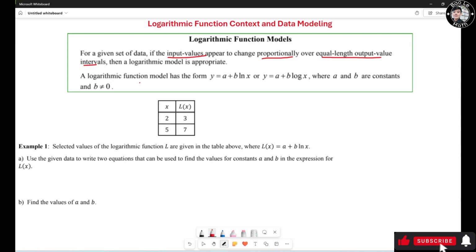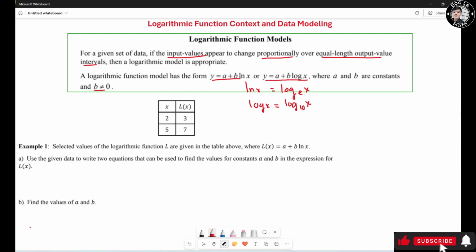Alright, so a logarithmic function model has the form y equals a plus b times natural log of s, or y equals a plus b times log s. Now keep in mind, natural log of s is the same thing as log base e of s. Now log s is the same thing as log base 10 of s, where a and b are constants and b must be different from 0, right?